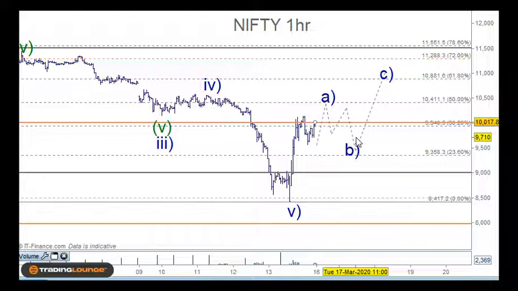That is. So keep an eye. This is much the same pattern as the other markets. The S&P 500 and the other Asian markets like Australia and so on.